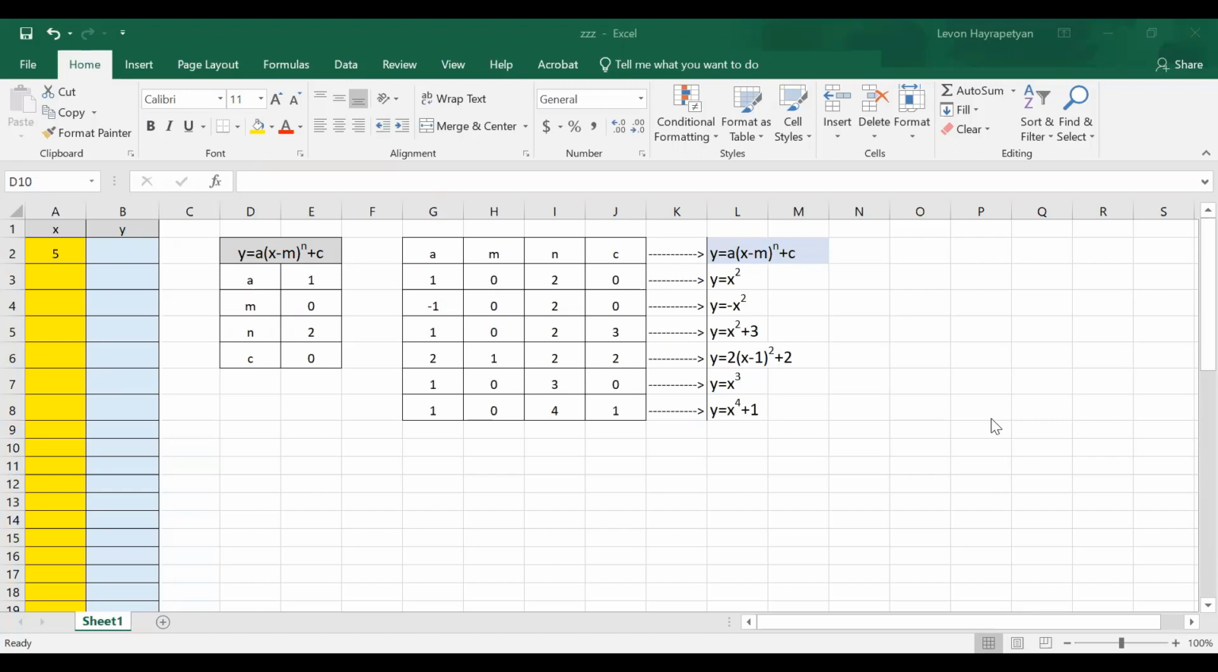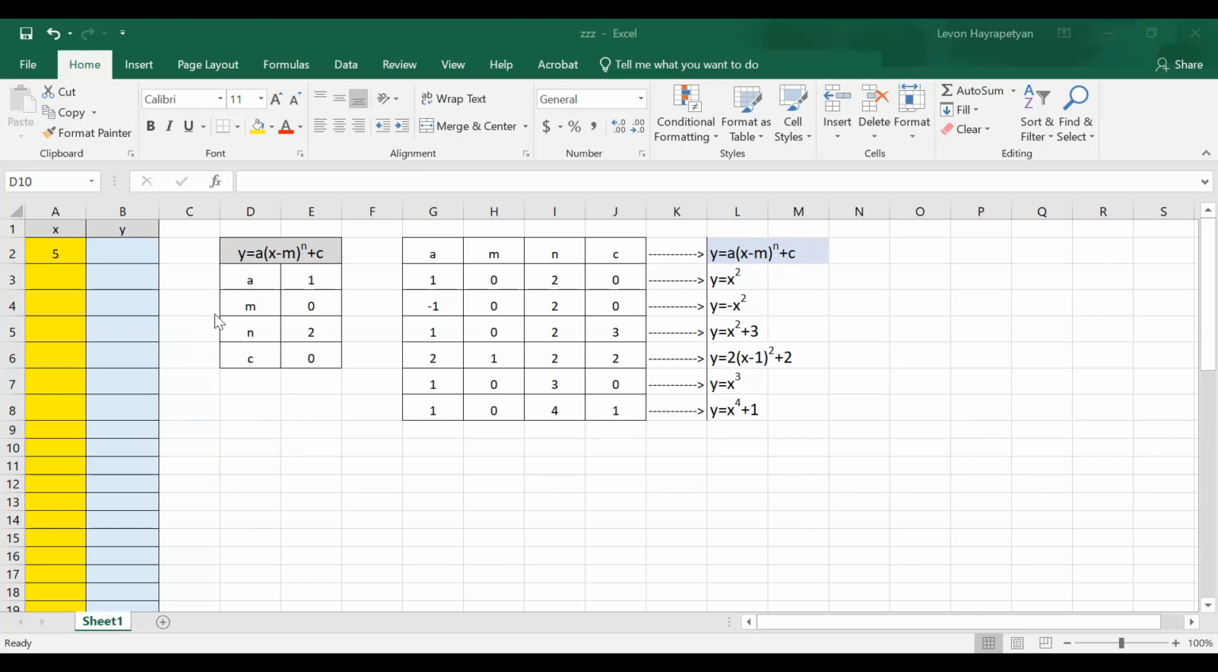In this video tutorial, I will demonstrate how to sketch a graph of a function in Microsoft Excel. A commonly used method of sketching a graph is to select several values for x, then calculate the corresponding values of y, plot those points, and connect them with a smooth line. That's exactly what we are about to do by using Microsoft Excel. So let's start.